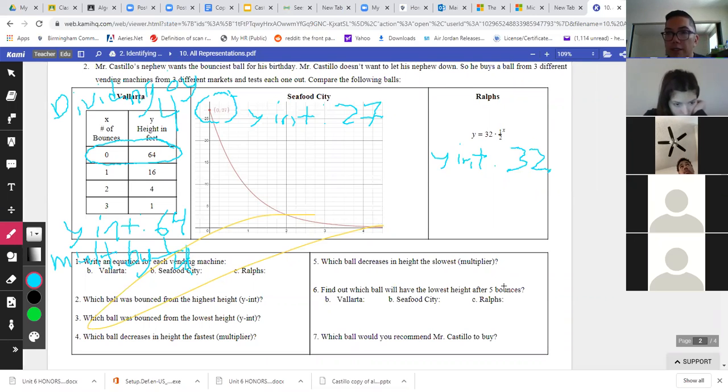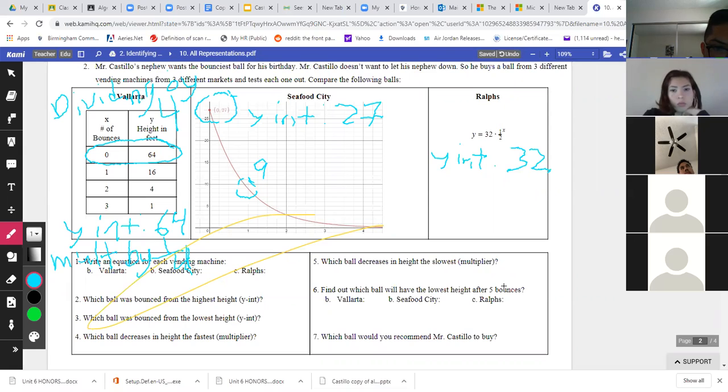So when it's a division problem, yes, Romar, you're right. Your multiplier is 1/4. Okay? Whenever you're dividing, you need that multiplier to be a fraction. Now, let's look at the Seafood City one. So once again, we're going to look at the x values and we're going to look at the y values. So I start at 27. This next y value here is 9.